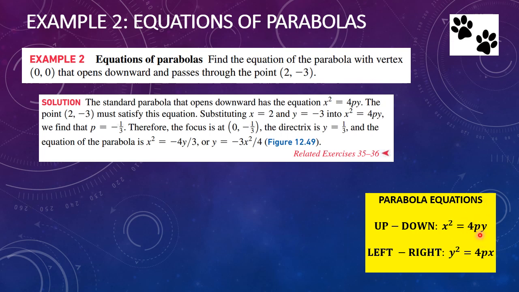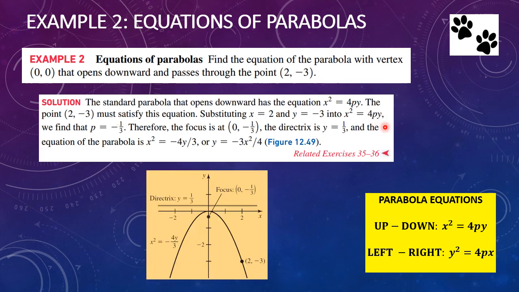Therefore, the focus is at (0, -1/3), and the directrix is y equals the opposite of p, which is y equals positive 1/3. Plugging the p value into 4py, we get x squared equals negative 4y over 3, that is, 4 times negative 1/3 times y. And here you can see the diagram below in orange.